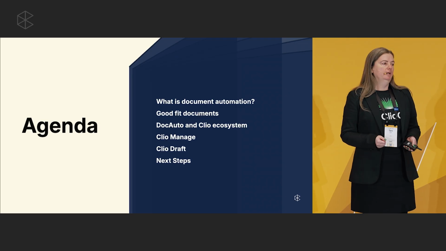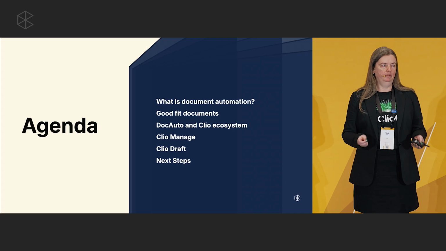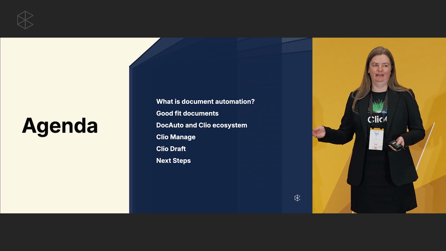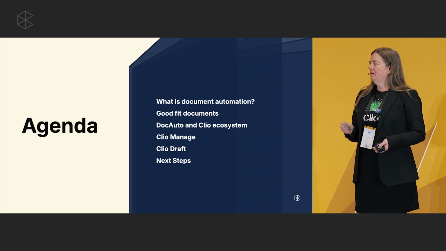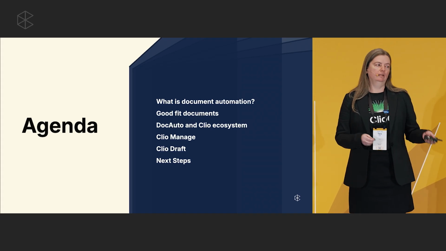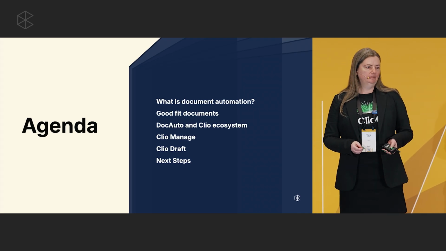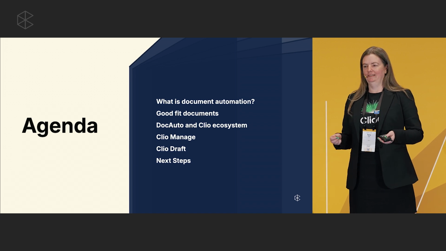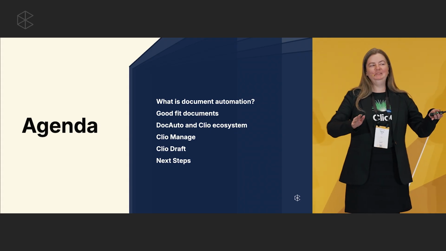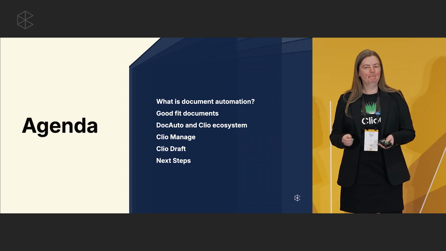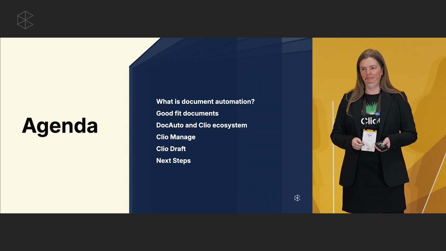How does document automation fit into the Clio ecosystem? Clio has a number of products now. I've been here for 9 years. I've seen many products get added over the course of the last 9 years. And how does this fit in? A little bit about Clio Manage, a whole lot about Clio Draft, and then we'll leave you with some next steps. And I'd like to say I was assigning you some homework, but we won't call it homework. I'm going to give you some suggestions for what you can take away and maybe get started when you get back to your office. Sound good? Okay.